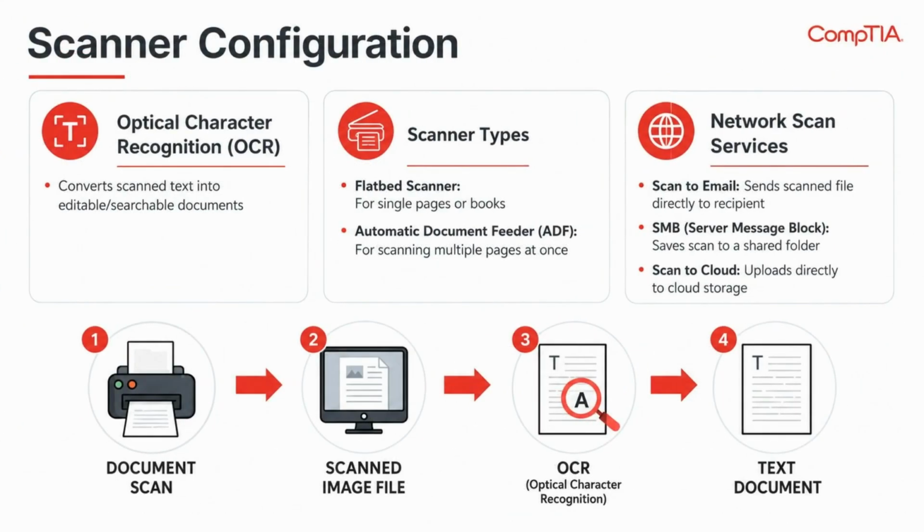Optical character recognition, or OCR, converts scanned text into editable, searchable documents. Scanner types include the flatbed for single pages or books, and the automatic document feeder for scanning multiple pages at once. Network scan services include scan to email, sending the file directly to a recipient, SMB, saving to a shared folder, and scan to cloud, uploading directly to cloud storage.